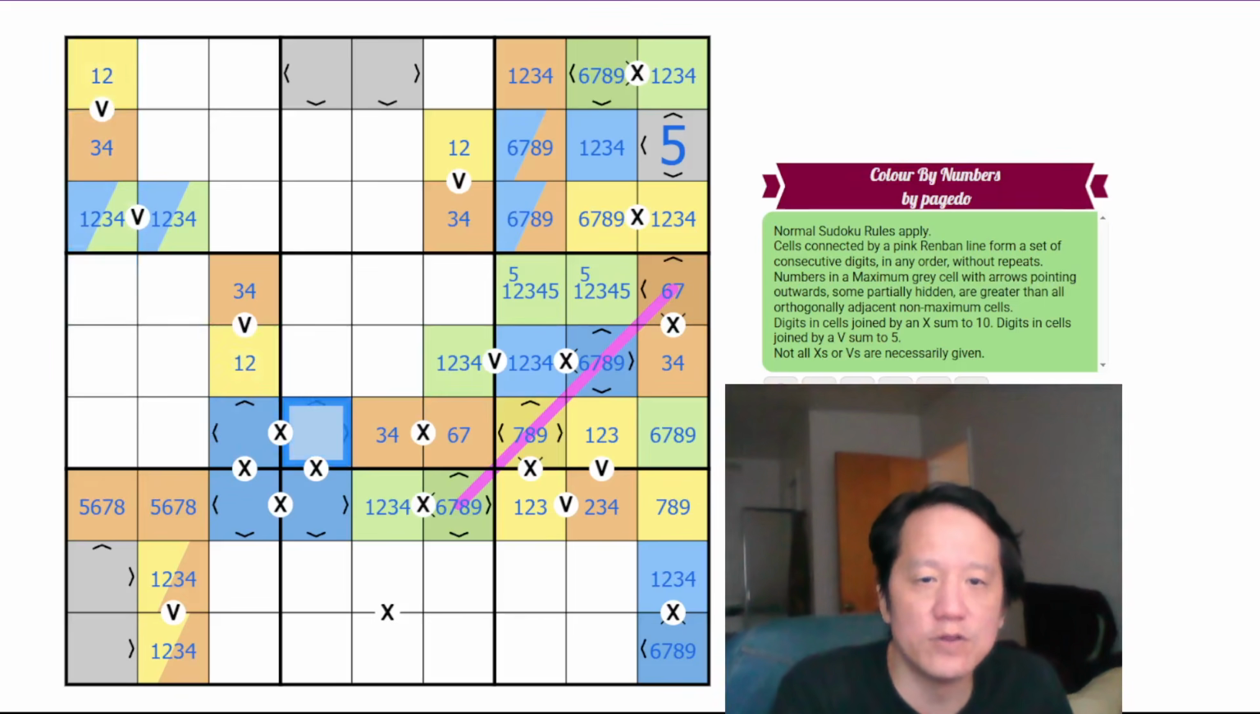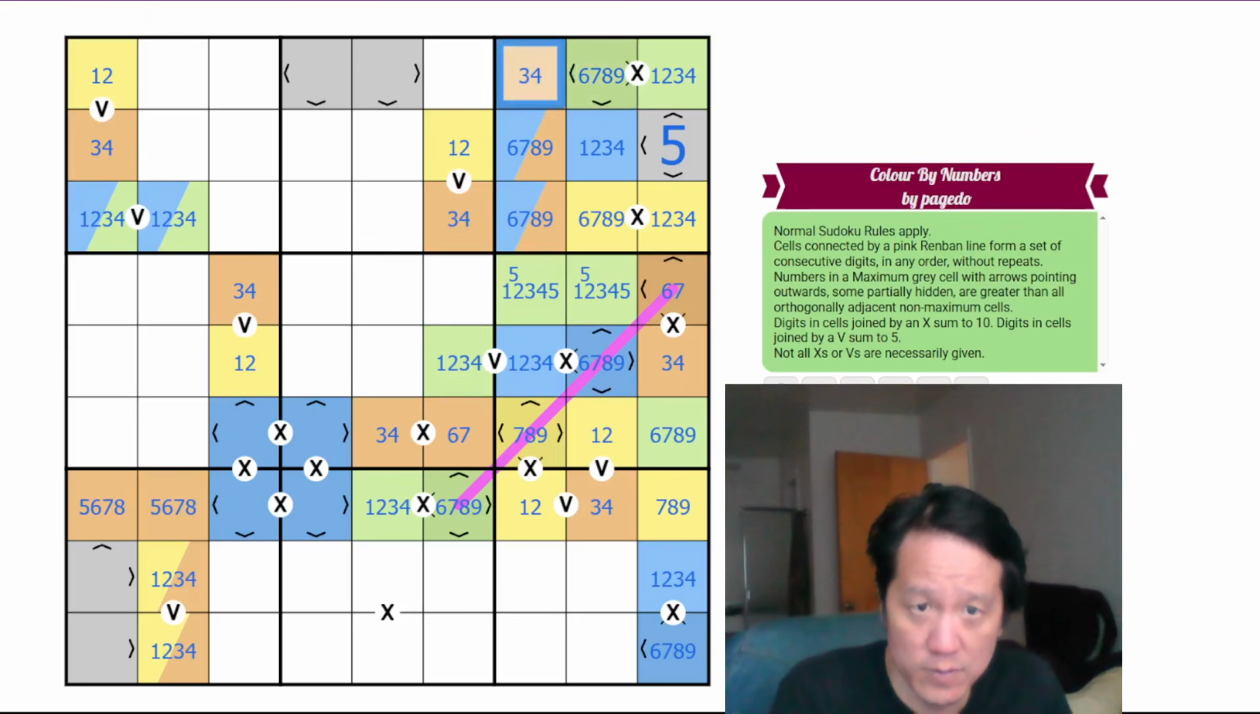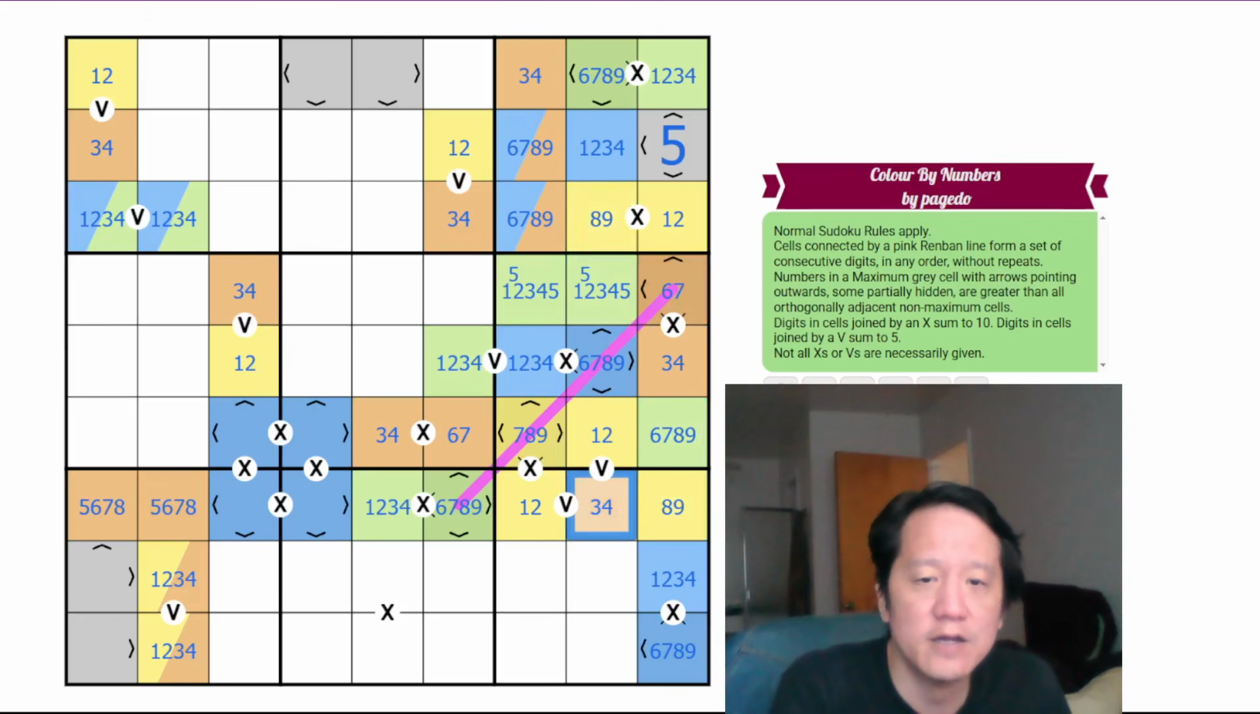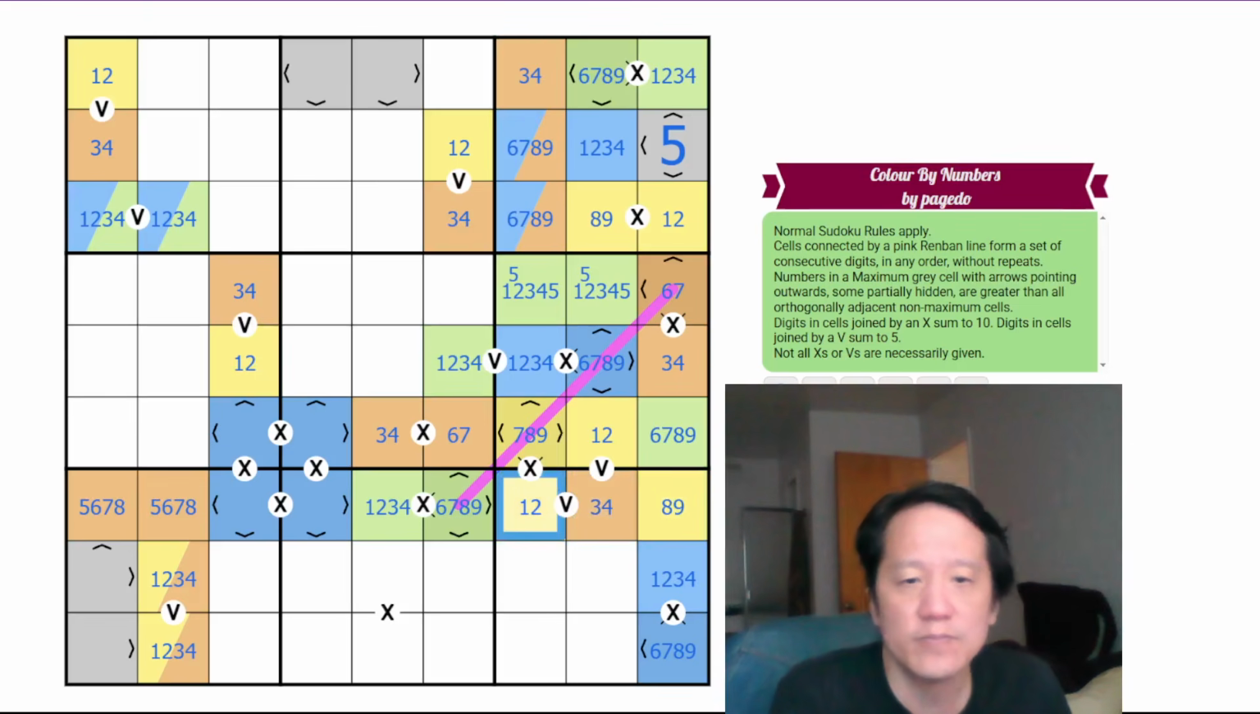So the low yellow is 1 or 2. The low orange is 3 or 4. So 6 or 7 with 8 or 9. The high yellow is 8 or 9.